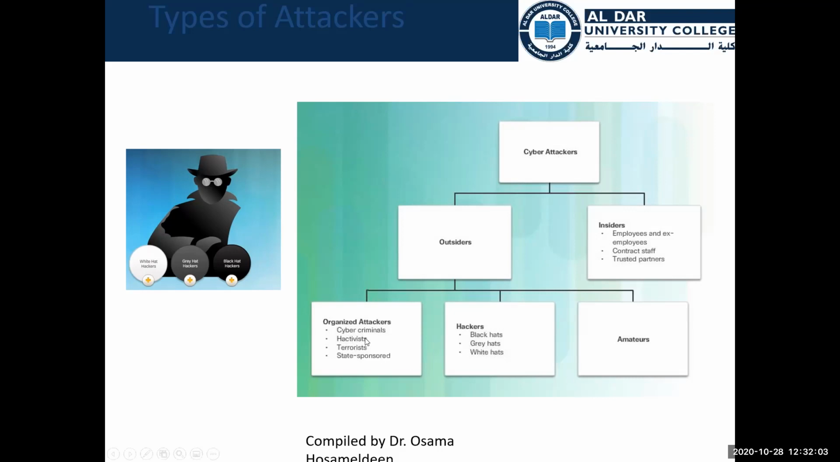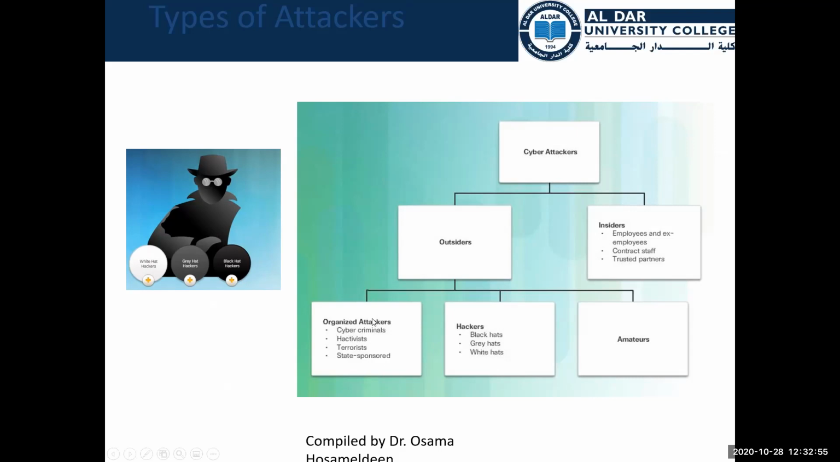Hacktivists post something online to support some idea, maybe political. And terrorists support some unaccepted ideology. And state sponsored attackers, for example, Saudi Arabia has state sponsored activists or attackers. They protect the country from outside, from attacks by other countries. And sometimes in a war, they can attack other countries.